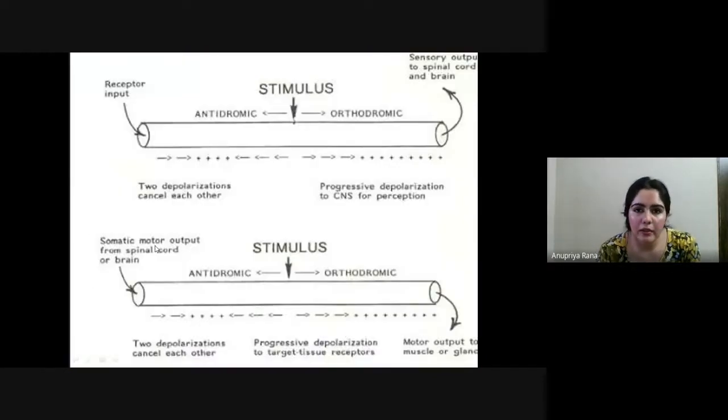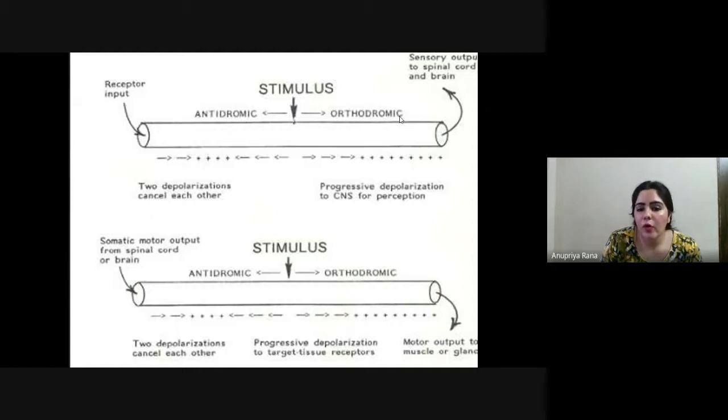So what happens here? If there is a stimulus, it will be present here. If they are going in the opposite direction, like to the receptor input side, that is called antidromic. And if they are going to the sensory part of the brain, in a forward direction, that is called orthodromic. Antidromic is opposite to the stimuli.